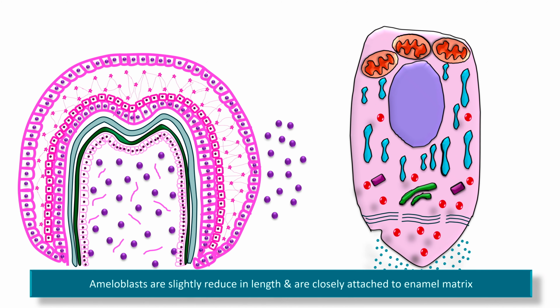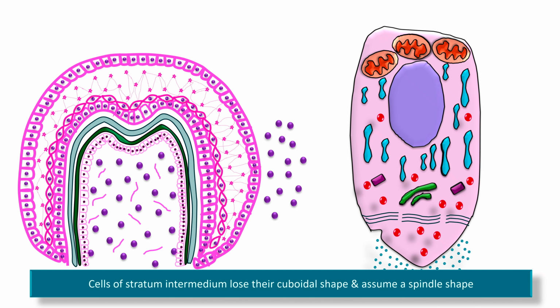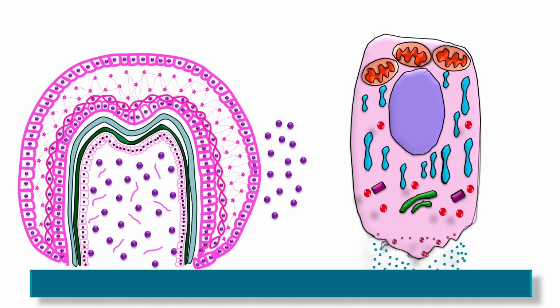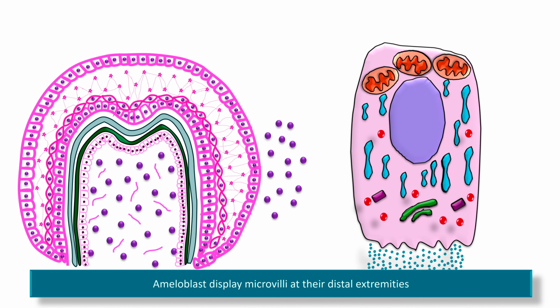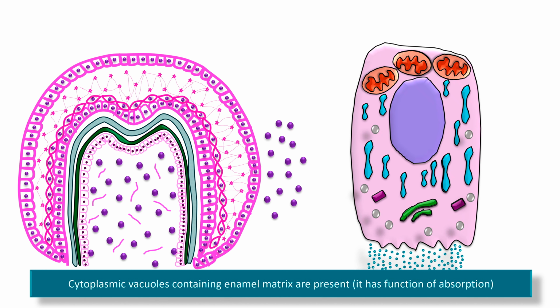Ameloblasts are slightly reduced in length and are closely attached to the enamel matrix. Then the cells of stratum intermedium lose their cuboidal shape and assume a spindle shape. Ameloblasts display microvilli at the distal extremities. In this stage, cytoplasmic vacuoles, which contain enamel matrix protein, are present. The function of cytoplasmic vacuoles is absorption.